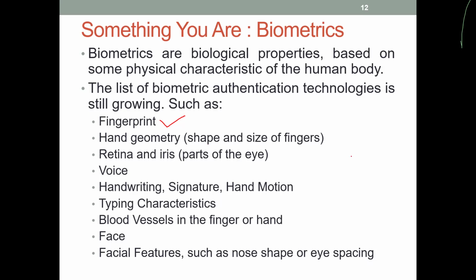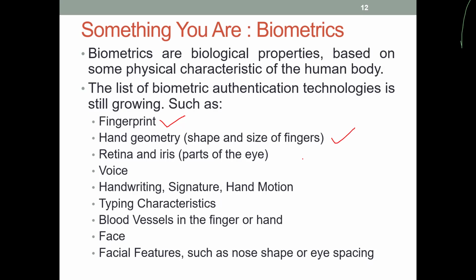Hand geometry. What do you mean by hand geometry? The shape of the hands, the size of the fingers, and the lines in your thumb. Based on those things, which are also unique for each human, we can use hand geometry as a feature.